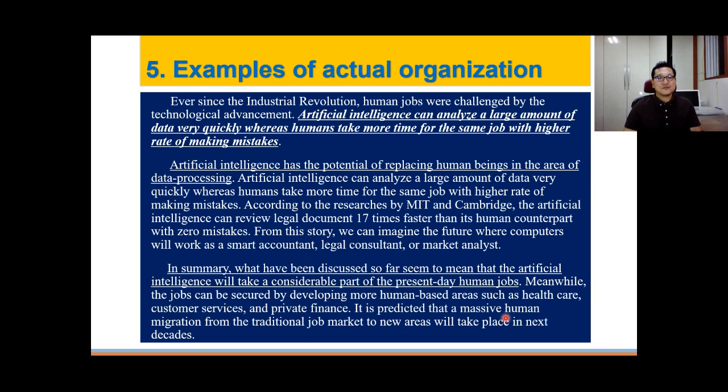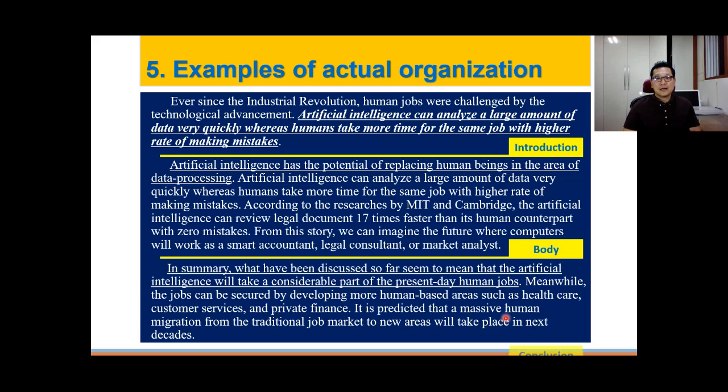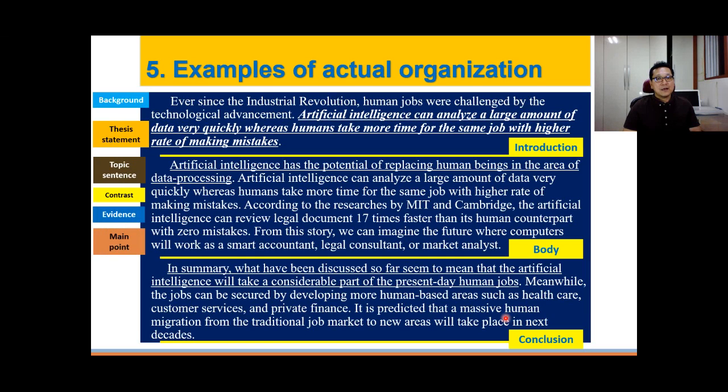Now we have the example of actual organization. Actually, I'm giving you the example of comparison contrast essay. So let's see how this essay is divided. Okay, the entire essay is divided into three parts, by introduction, by body, and finally by conclusion. And the specific steps for each part, the introduction has background and the thesis statement as its steps. Second, body part has topic sentence, contrast, evidence, and the main point for its steps. Finally, conclusion part has summary, recommendation, and prediction for its steps.